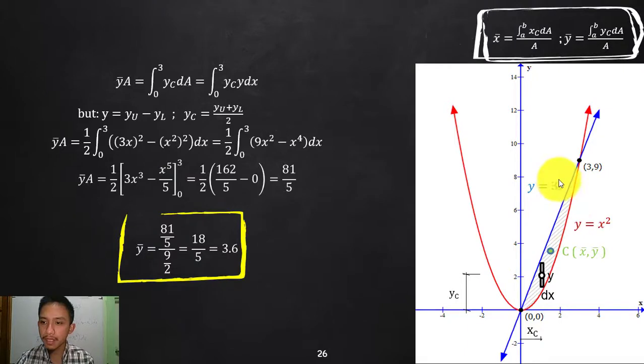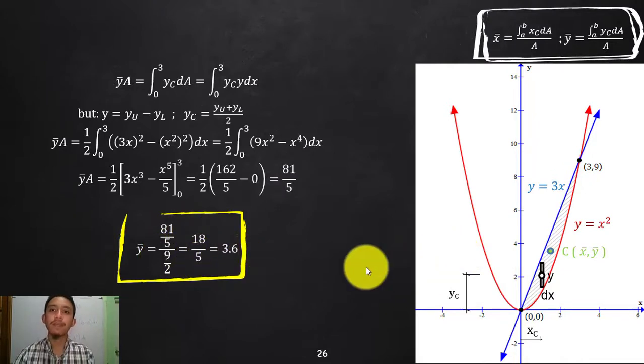What is our y upper again? 3x, squared is 9x squared. Y lower is x squared, squared is x raised to 4. So integrate that one. The limit is still 0 to 3. By the power rule, 9x cubed over 3, simplified as 3x cubed, minus x raised to 5 over 5. Upper limit 3, substitute, is 162 over 5. Lower limit is 0, so substitute is 0. Multiplied by 1 half, that is 81 over 5. Divided by the total area, 9 halves, that is 18 over 5, or 3.6.